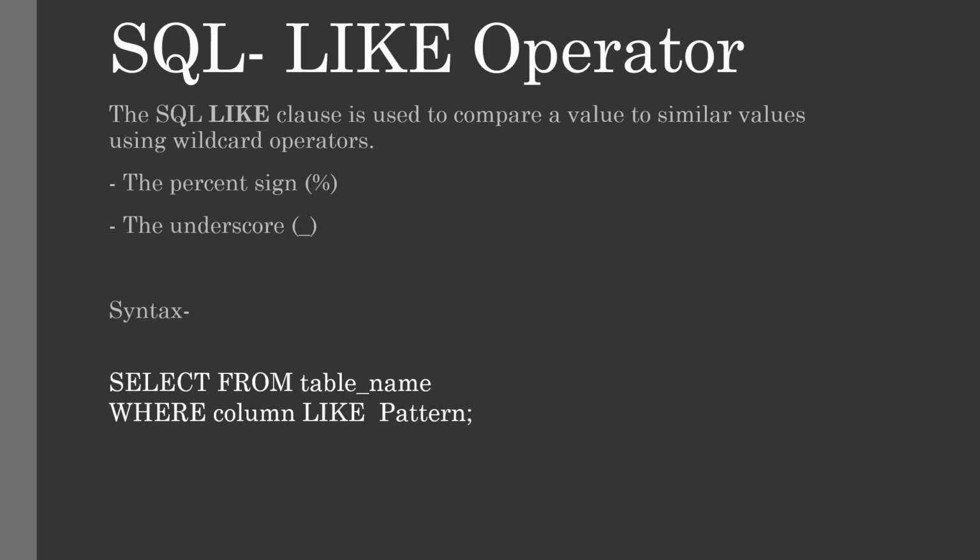The percent sign represents 0, 1 or multiple characters, and the underscore represents a single character. These symbols can be used in combinations. So you can combine n number of conditions using AND or OR operators along with the LIKE operator. So this is the basic syntax of the LIKE operator. Let me show you with some examples.